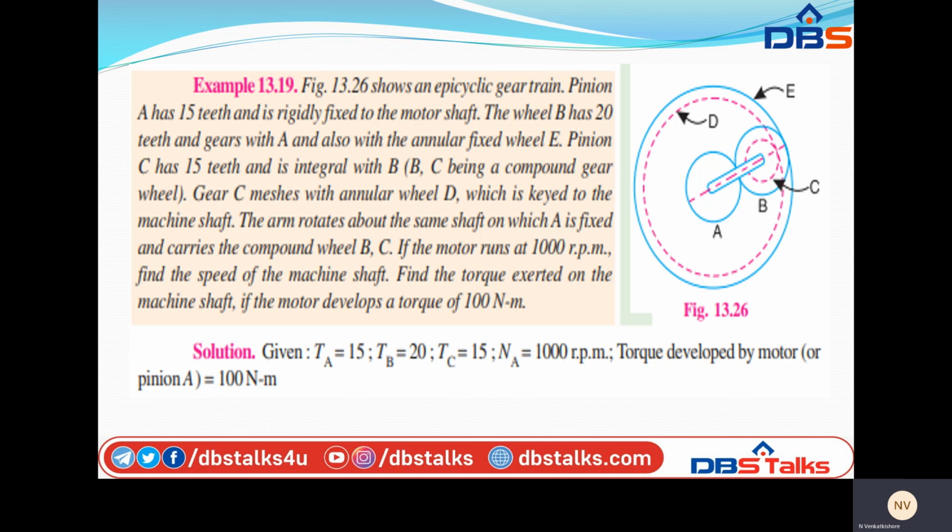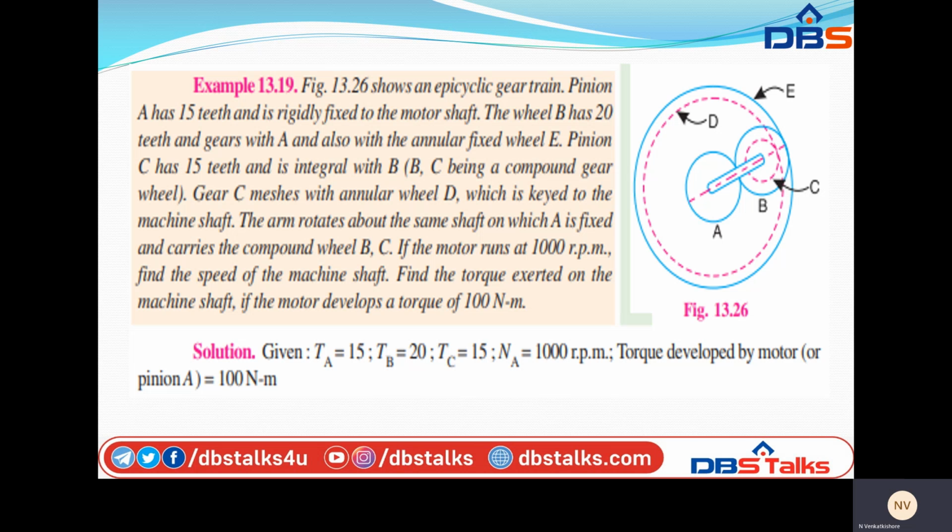So firstly we need to find the number of teeth on the remaining ones. We know TA, TB, TC. What about TD and TE? To do that, firstly we find the number of teeth on the wheels D and E, and for that we need to find the pitch circle diameters.